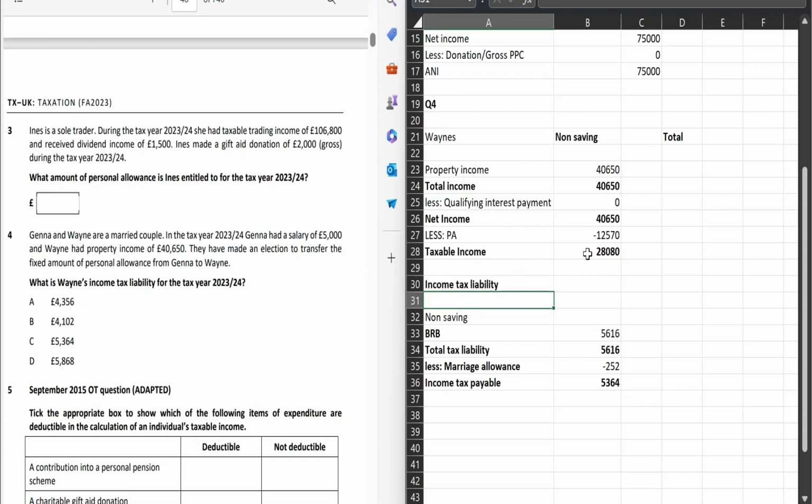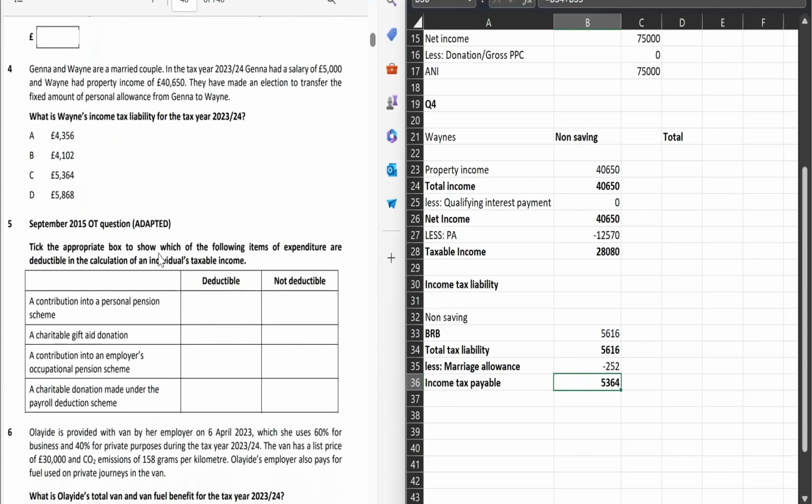So we calculated as usual up to the total tax liability, and after that we deduct the marriage allowance provided by the other partner, and we tax those transferred personal allowance at the basic tax band, that's 20%, and it will save our income tax liability by 252, and the final income tax amount payable is 5364. Okay, now we will do the last question for this video, and in the next video we will continue.